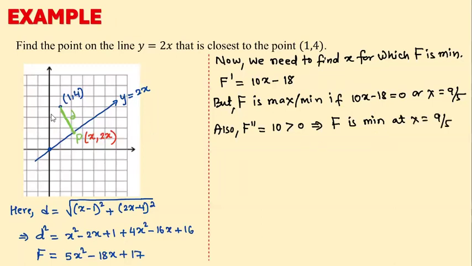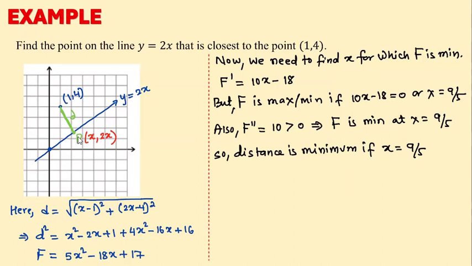The meaning of that is, this means this distance is minimum. So distance is minimum if x is equal to 9 over 5. So we know when this distance is minimum. If the value of this x is 9 over 5, the distance is minimum. So we want to find that point.